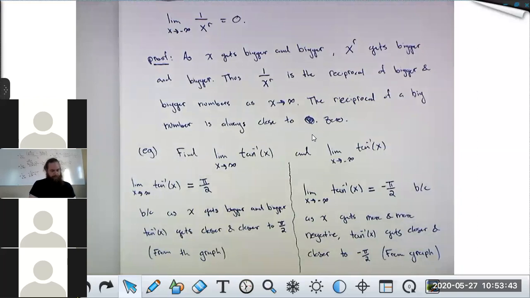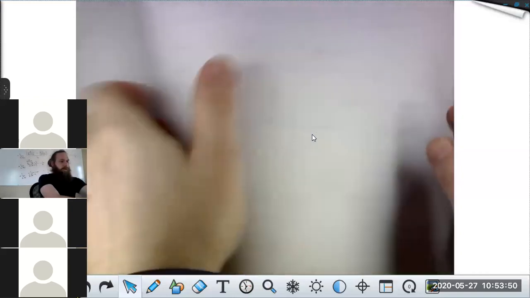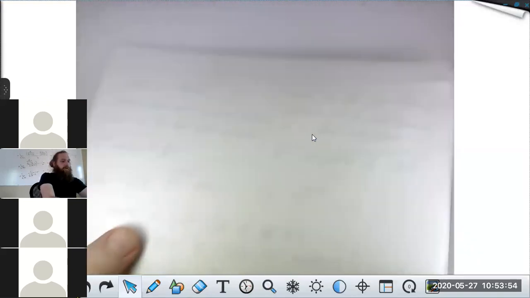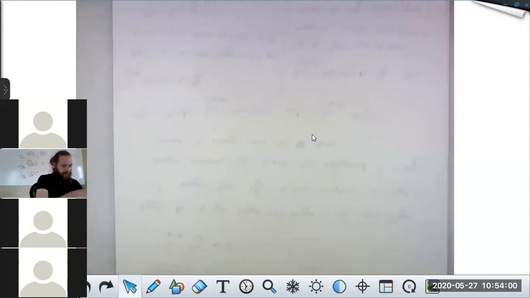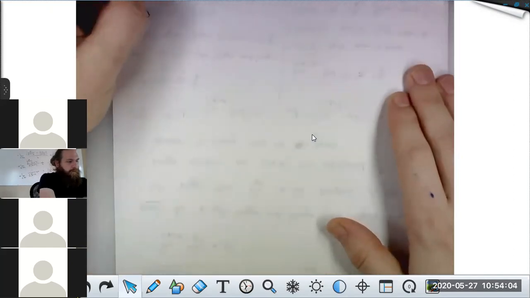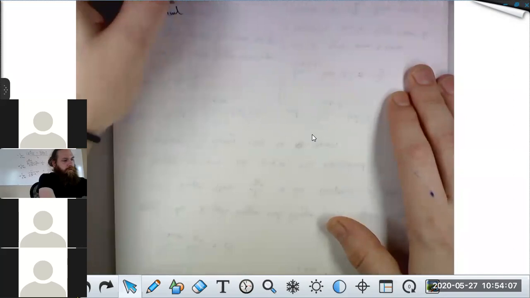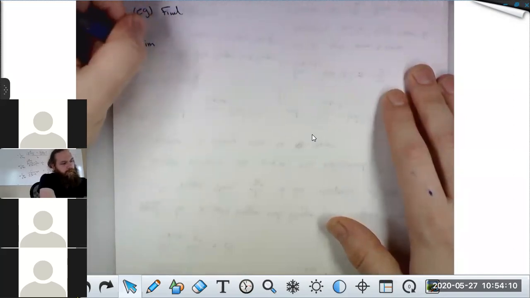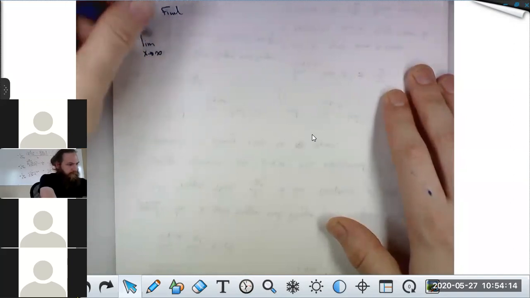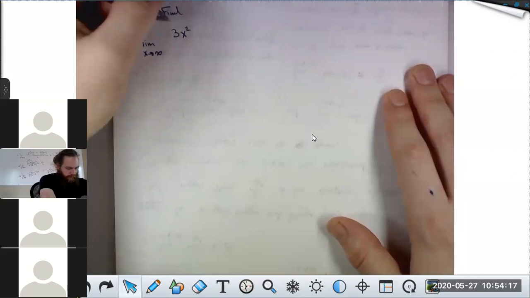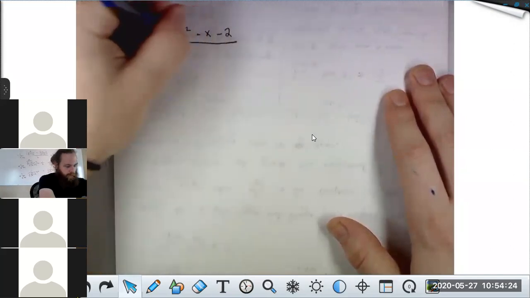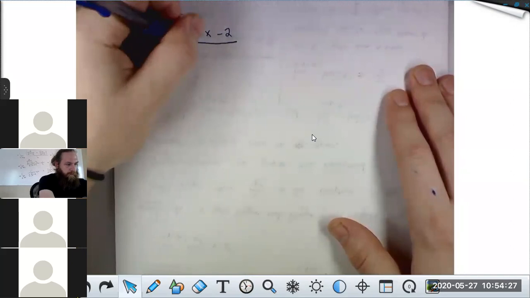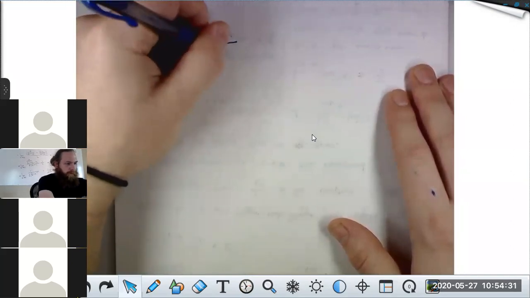So let's do this. Using just what we have, meaning no tricks from outside this class, just that theorem and the definitions we have, let's find the limit as x goes to positive infinity of 3x squared minus x minus 2 all over 5x squared plus 4x plus 1.